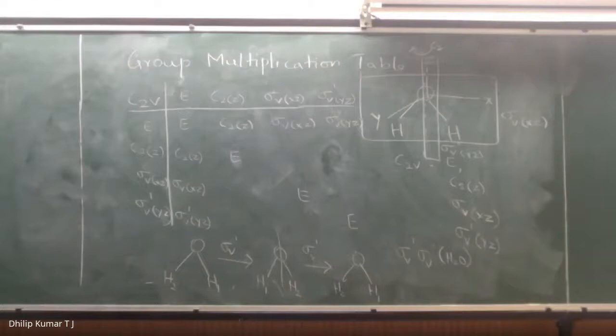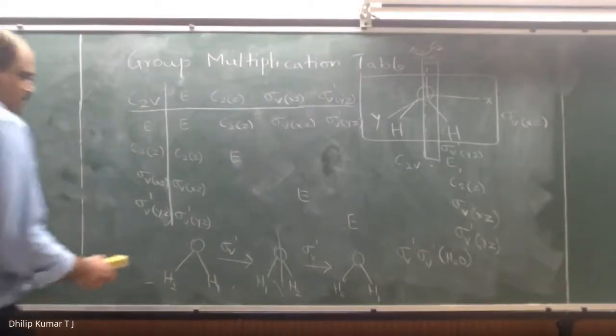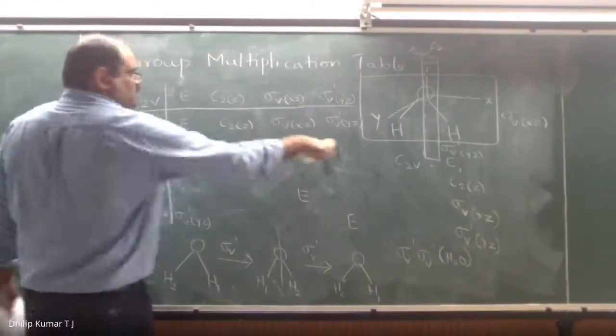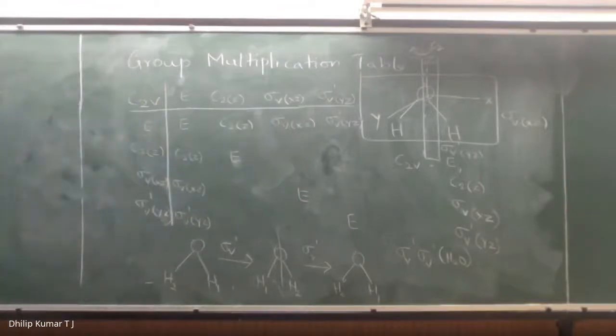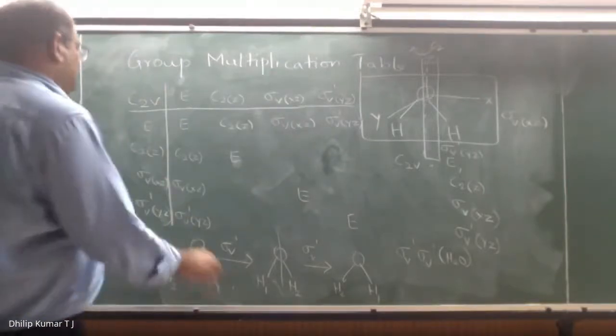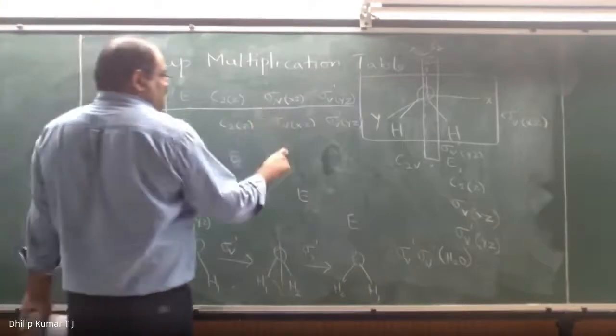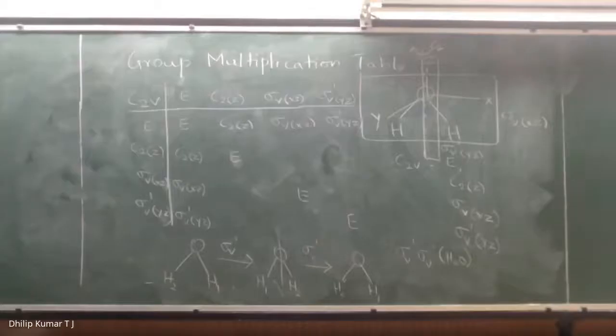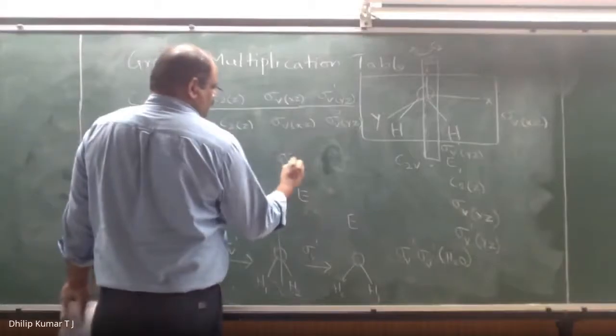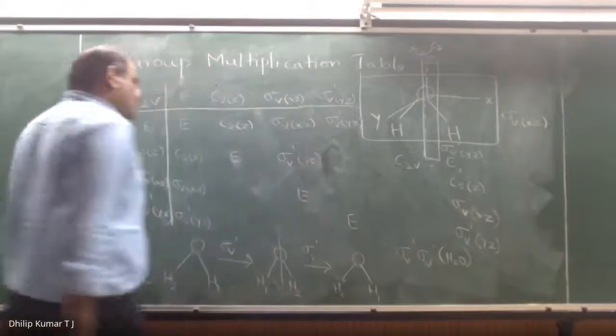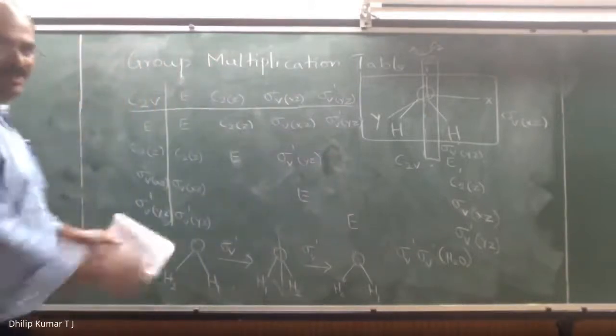Okay, diagonal elements are also easier. You have done it. What about these two elements? What do you do? C2 multiplied by sigma V. What will you get? YZ. Sigma V prime. Sigma V prime is YZ. And then please work out how we are getting it.